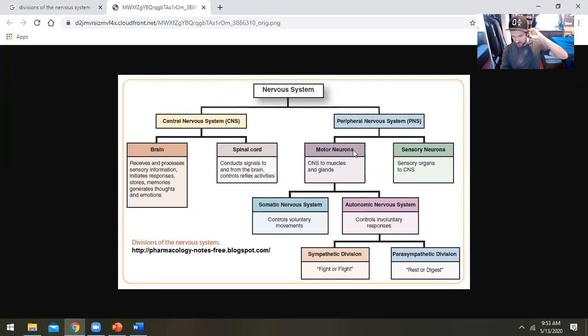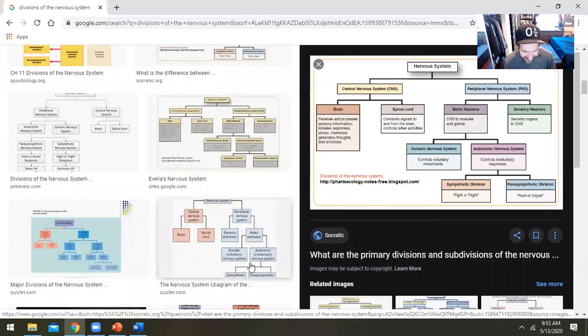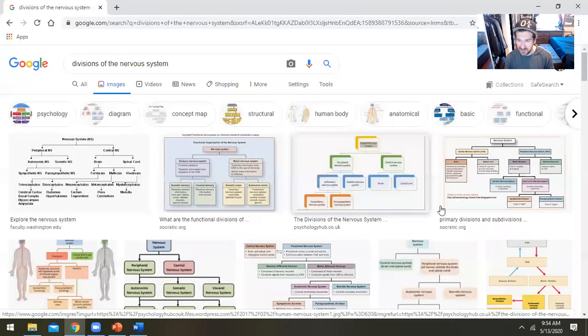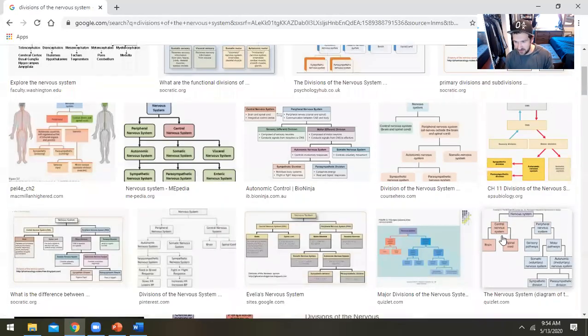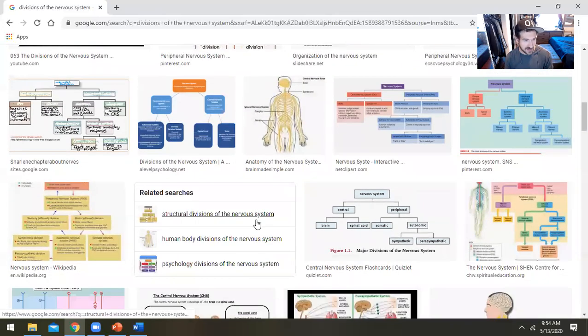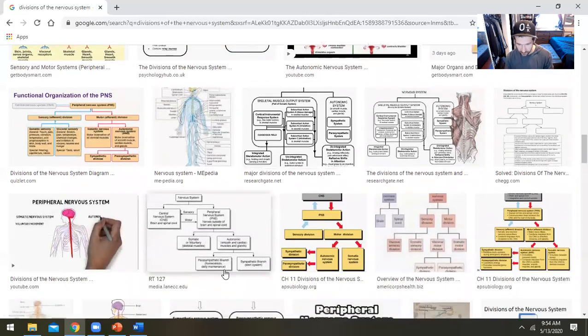Oh, no, it's got divisions here. Nope, don't pay attention to this one. This one's not bad. It's just more advanced than I want it to be. I want the simpler one. I don't need to see vision and all that stuff. I just need the divisions. There we go. Okay, this one.